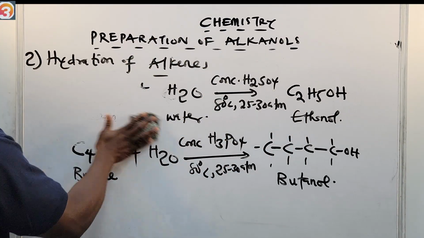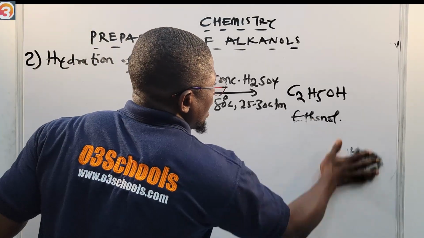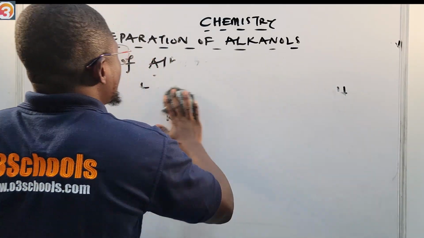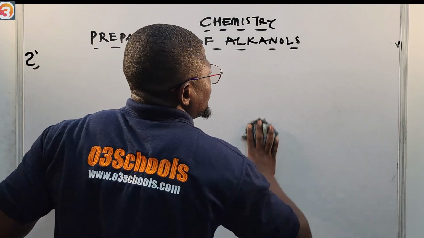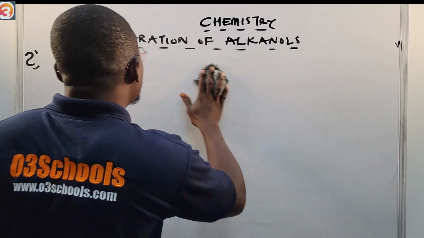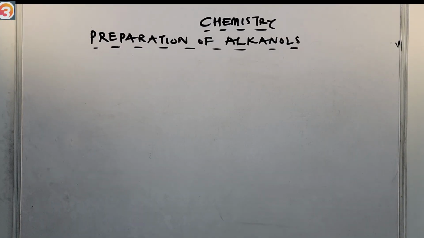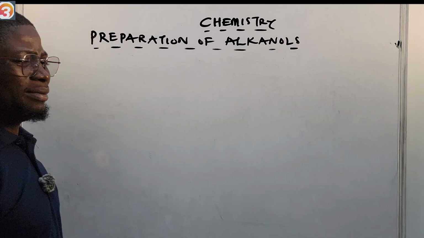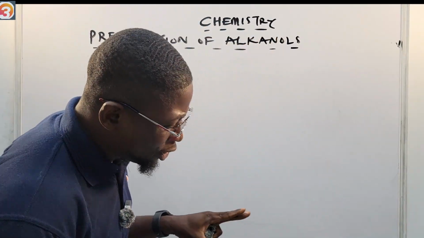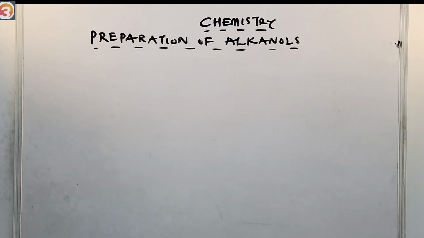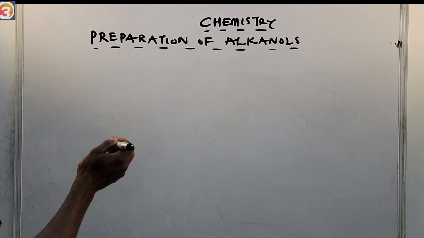So let us see the third and final method we use in preparing alkanols, and that one is called fermentation. Fermentation is by far the most popular method. Even from when you were small, you must have heard about fermentation. It is very, very easy, and so it is faster. So let us see number 3.